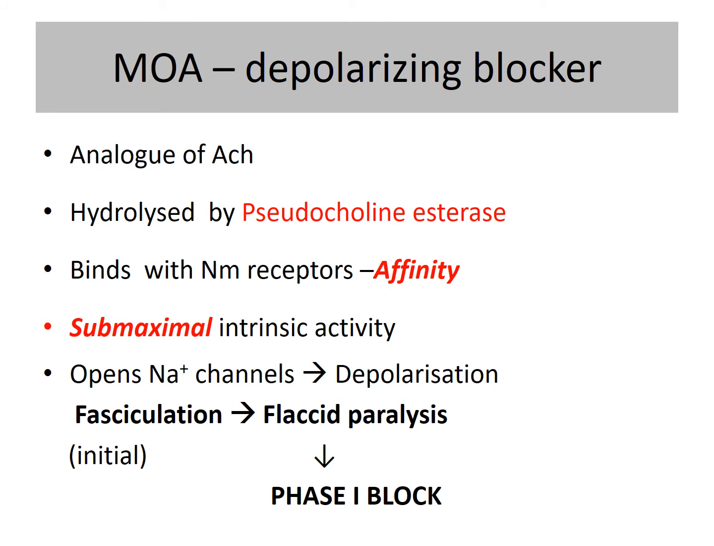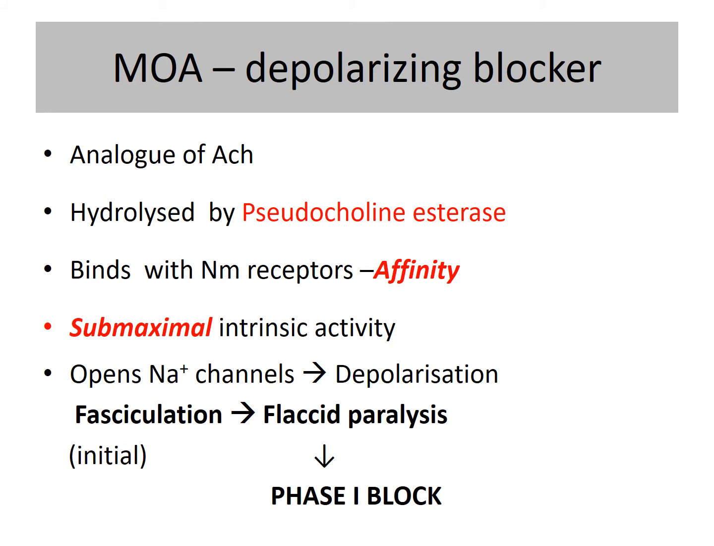Succinylcholine is structurally similar to acetylcholine. That means it's an analog. Being a structural analog, it can easily bind to the acetylcholine receptor and produce a stimulus. So these agents have affinity as well as submaximal intrinsic activity. As I said earlier, non-depolarizing blockers have only affinity, no intrinsic activity. But these depolarizing agents have affinity as well as submaximal intrinsic activity. That means they produce an activity which is not as much as the natural analog like acetylcholine. And succinylcholine is simply hydrolyzed after its reaction by plasma pseudocholinesterase.